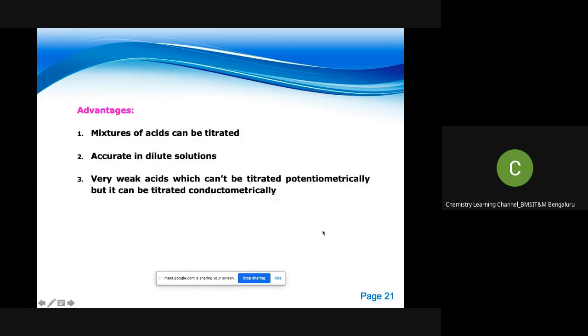So these are the three different cases. And what are the advantages? We can study it for a mixture of acids, we can study it for dilute solutions, we can study it for very weak acids also. So this is all about conductometric titration.